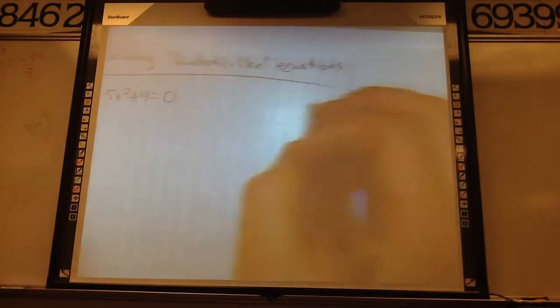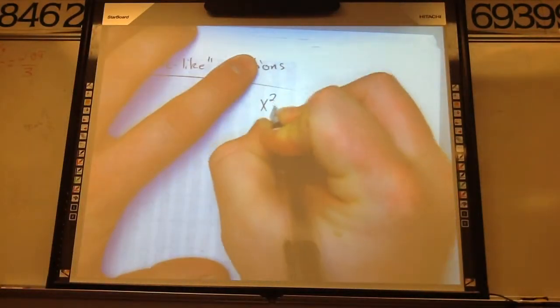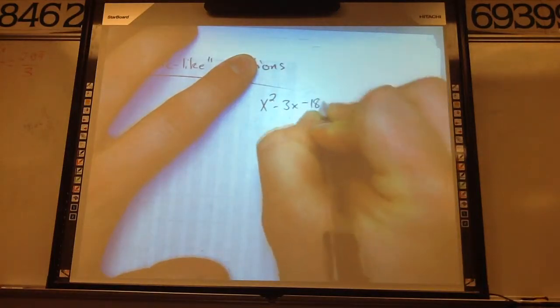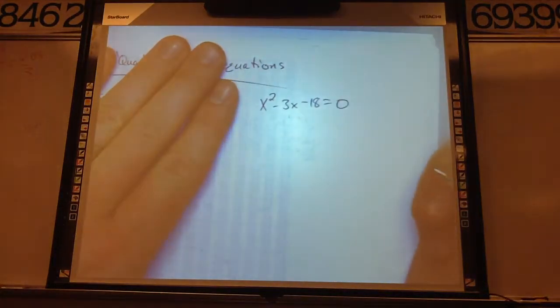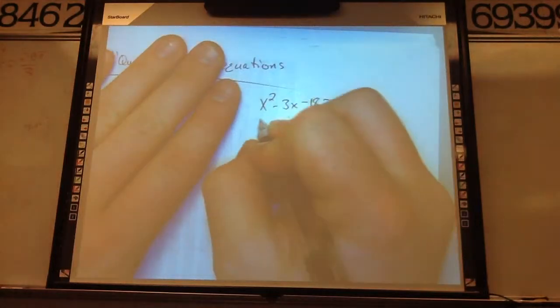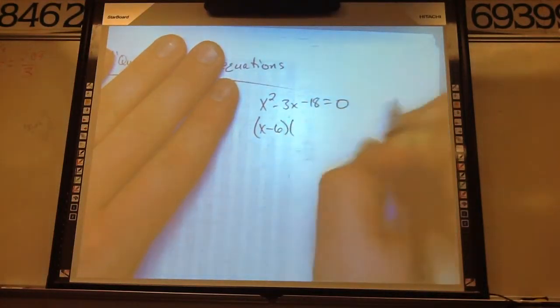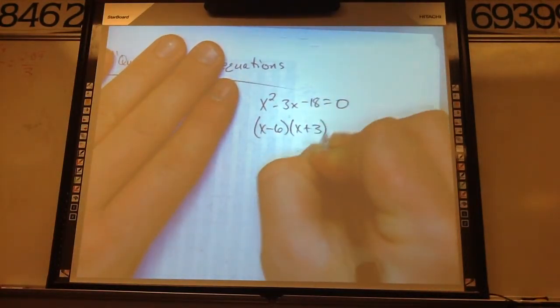Here, okay. Yeah, sure. x squared minus 3x minus 18 equals 0. Solve it. Oh, hey, we just factor it. Yeah, you factor it. x minus 6, x plus 3 equals 0.